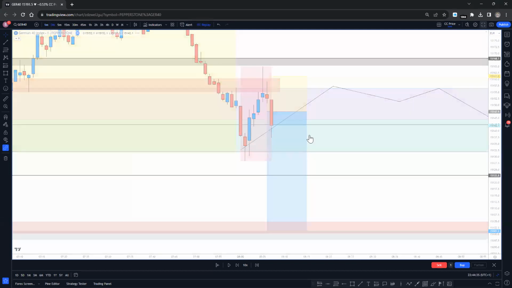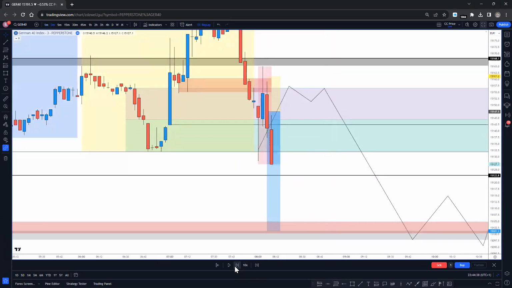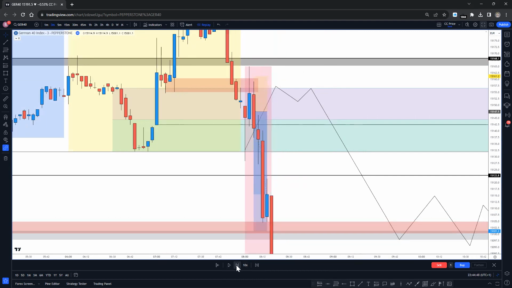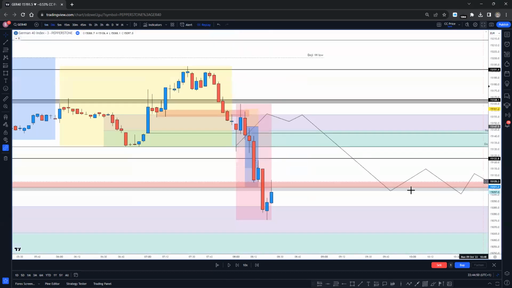So I'll stick to the 3 minutes and we'll just watch price. So price has shot down. Trade was done. Closed it off about there, and it was a beautiful trade. Then we got the move down.